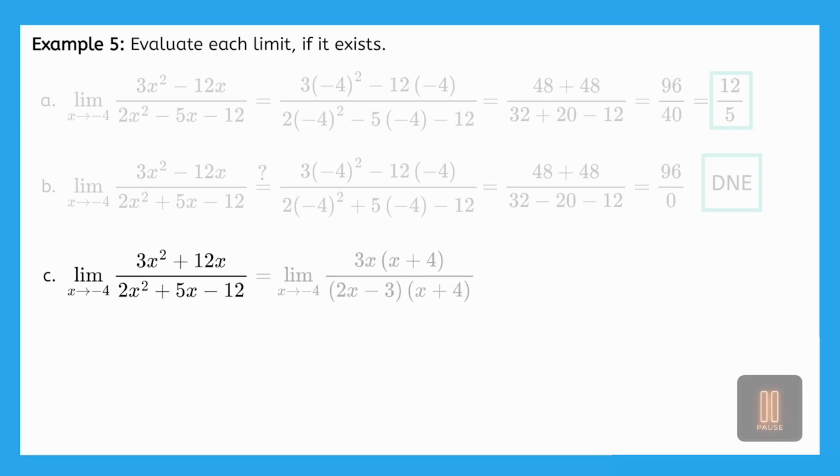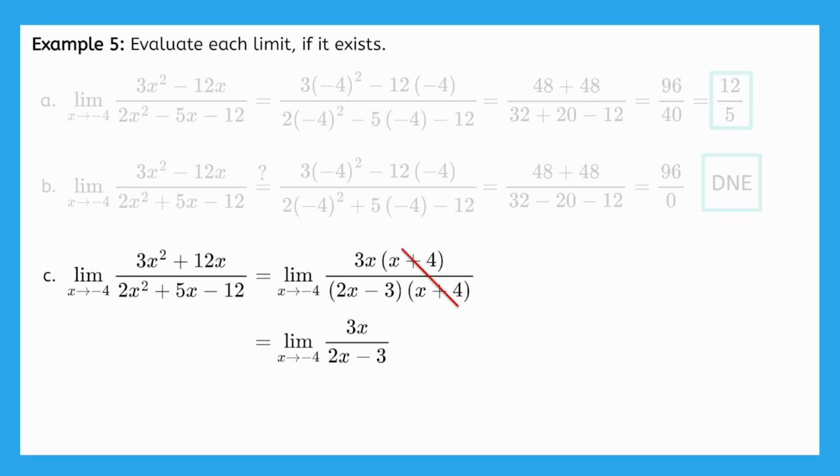We factor the numerator and denominator, and notice we can in fact cancel out x plus 4, which then allows us to evaluate using direct substitution. We get that the limit equals 12 over 11.